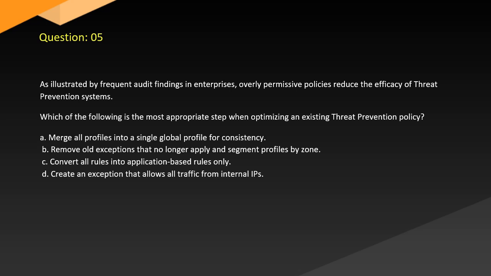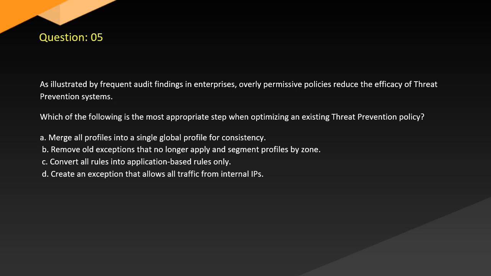Question 5. As illustrated by frequent audit findings in enterprises, overly permissive policies reduce the efficacy of threat prevention systems. Which of the following is the most appropriate step when optimizing an existing threat prevention policy? A. Merge all profiles into a single global profile for consistency. B. Remove all exceptions that no longer apply and segment profiles by zone.